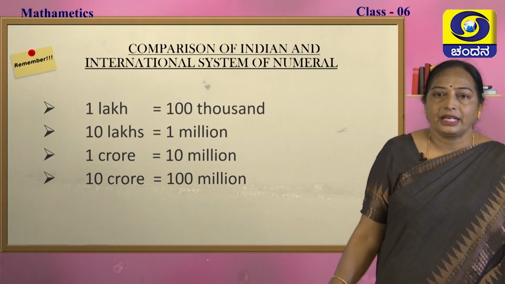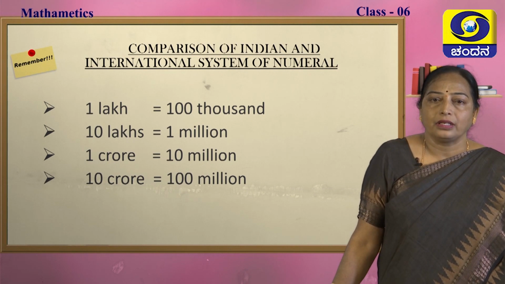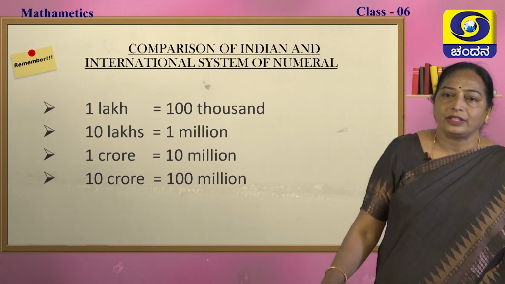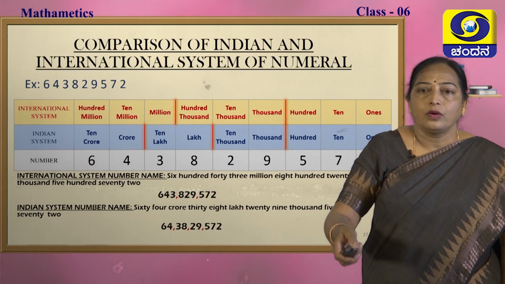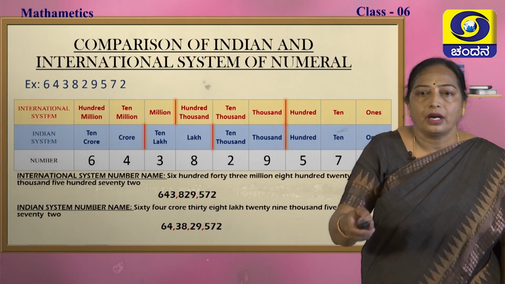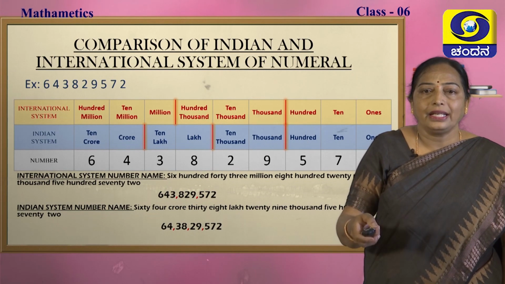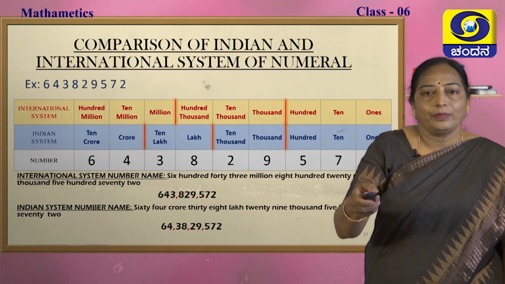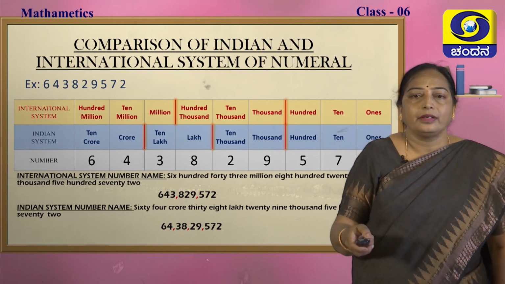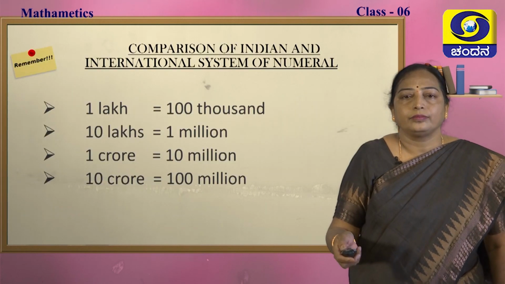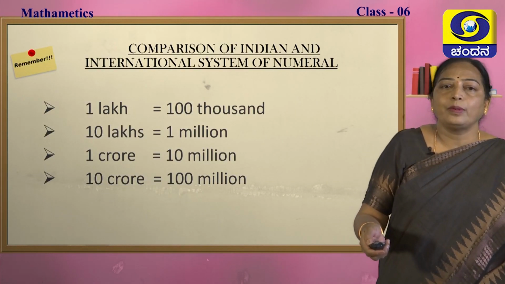Comparison of Indian and international system of numerals. 1 lakh is equal to 100,000, 10 lakh is equal to 1 million, 1 crore is equal to 10 million, 10 crore is equal to 100 million. Remember it.